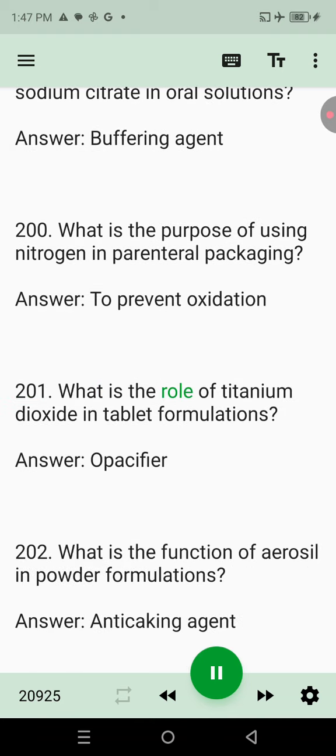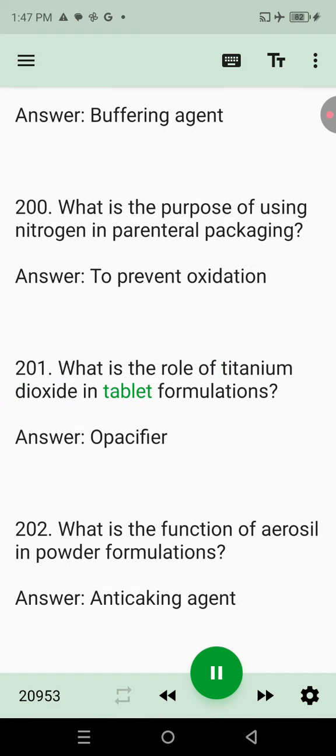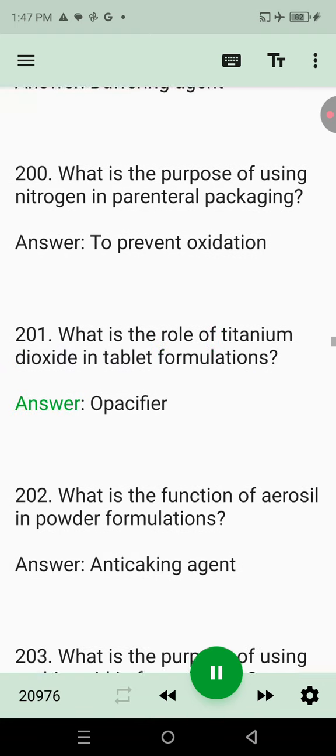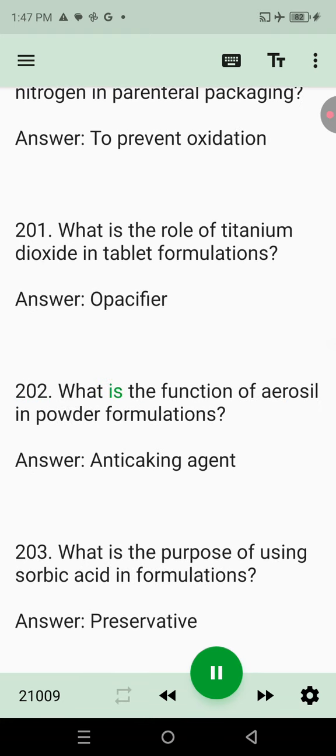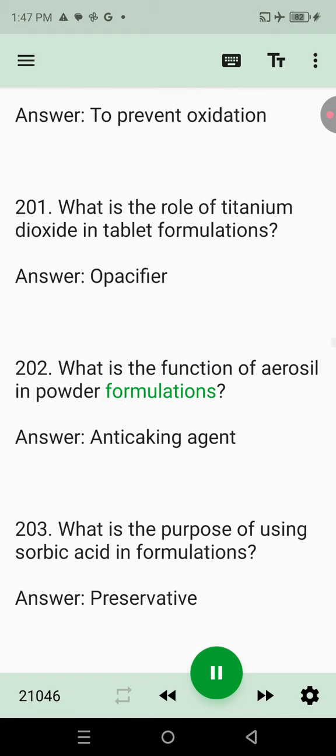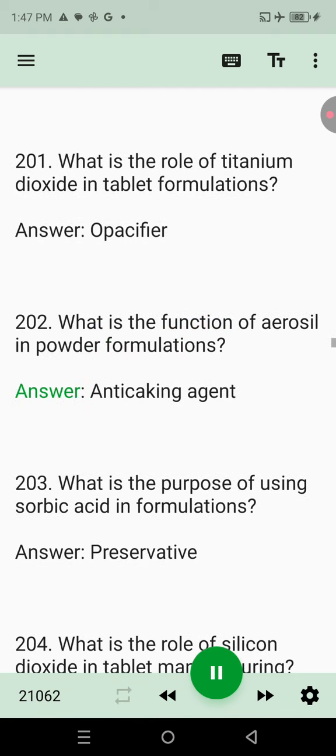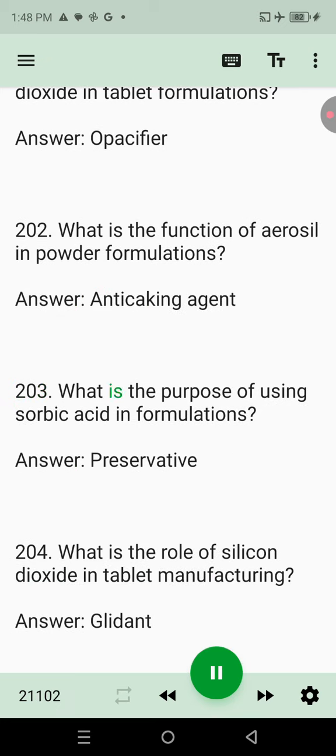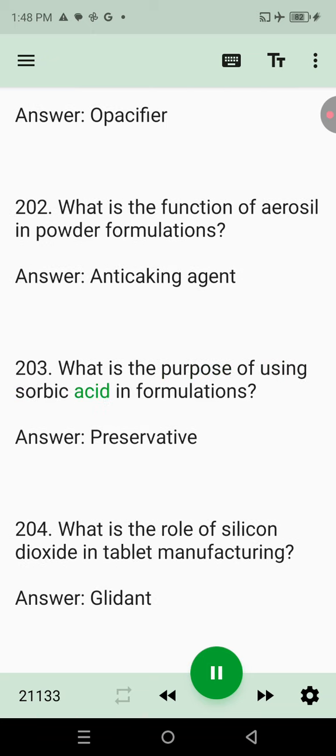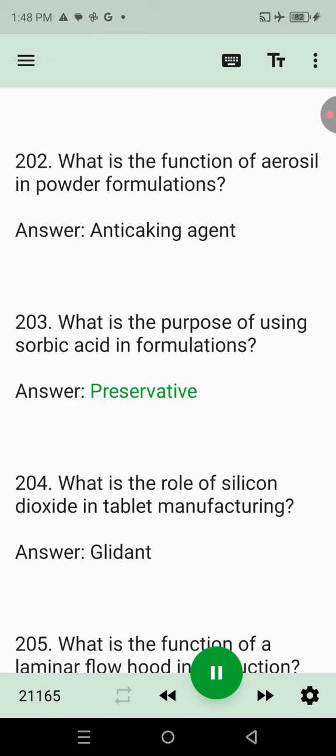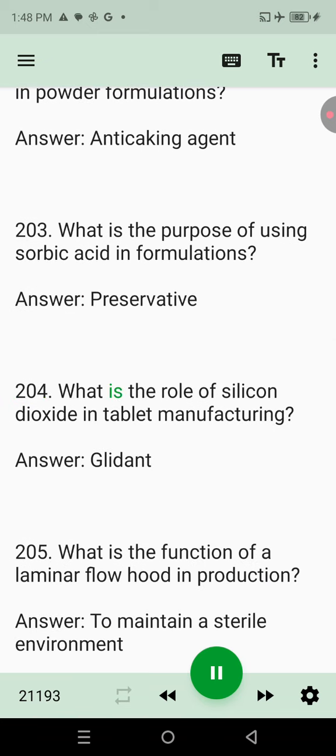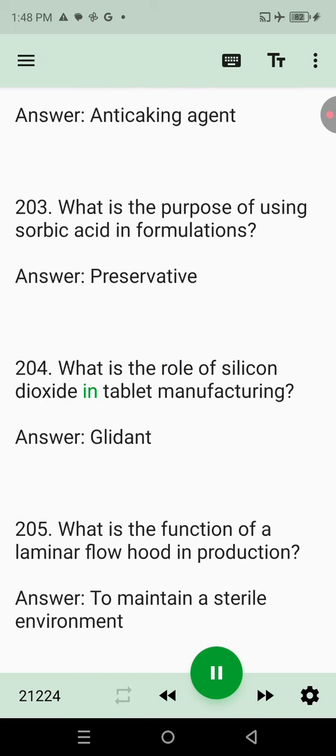201. What is the role of titanium dioxide in tablet formulations? Answer: opacifier. 202. What is the function of aerosil in powder formulations? Answer: anticaking agent. 203. What is the purpose of using sorbic acid in formulations? Answer: preservative. 204. What is the role of silicon dioxide in tablet manufacturing?